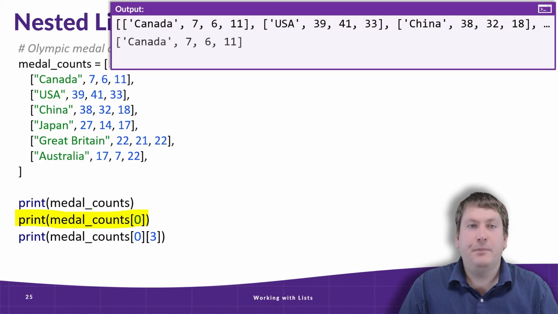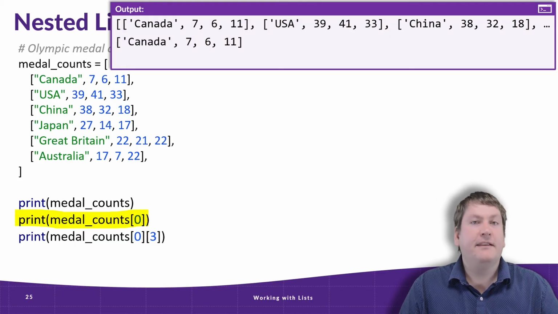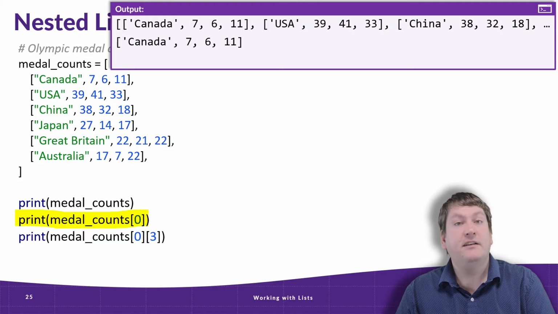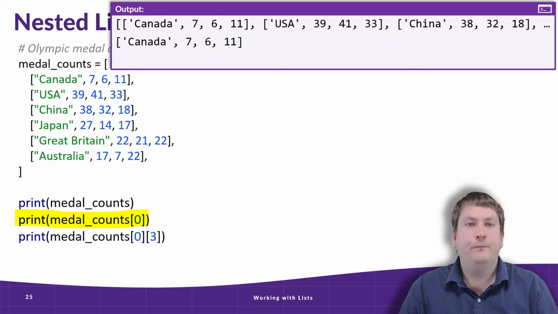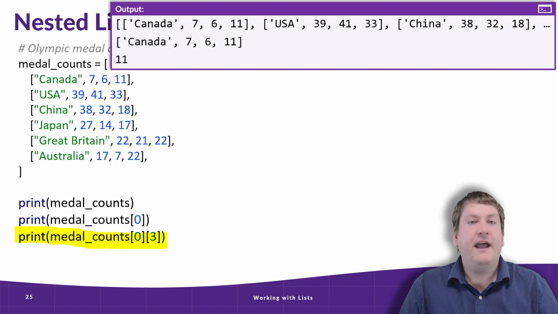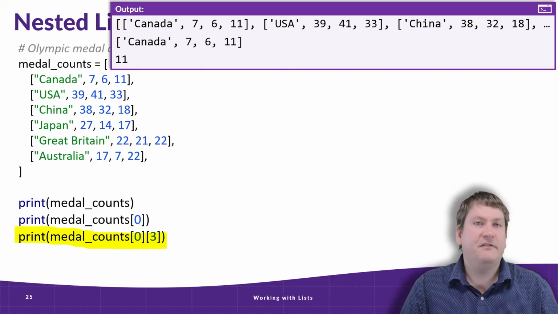Now the next line is a bit more interesting. It's printing out the list at index 0. So in this case, we get the list for Canada, which has the text Canada, as well as the gold, silver, and bronze medal counts for Canada. The next line is accessing a specific value. So we're saying the first list at index 0, and we want the third index in that list, which will be the last value, which is the count of bronze medals.